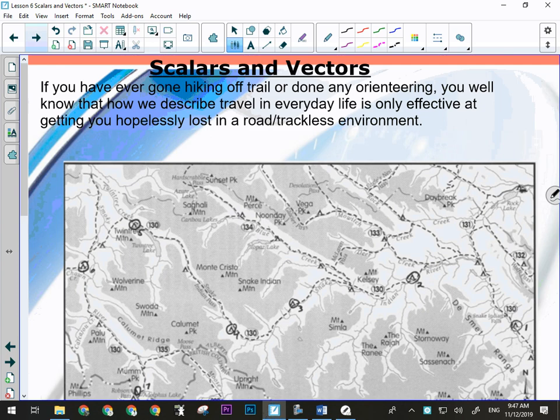Now, scalars and vectors. If you've ever gone hiking off trail, this kind of illustrates what we were doing just a minute ago.